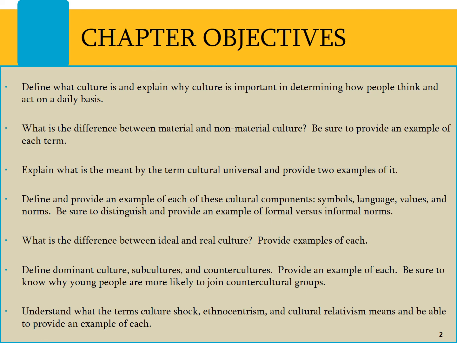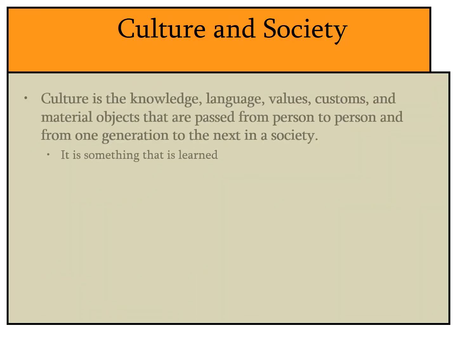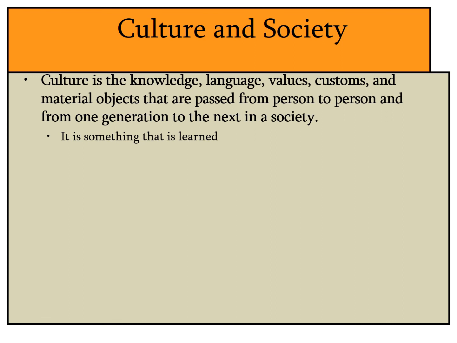All right. Now, one of the first objectives that we're going to focus on here is what exactly is culture. Now, as you can see here, culture is the knowledge, language, values, customs, and material objects that are passed on from people to people or from generation to generation. One of the most important things I want you to remember about culture is that it is learned. Culture is not something that is natural. It is learned, and we are socialized within a specific culture.